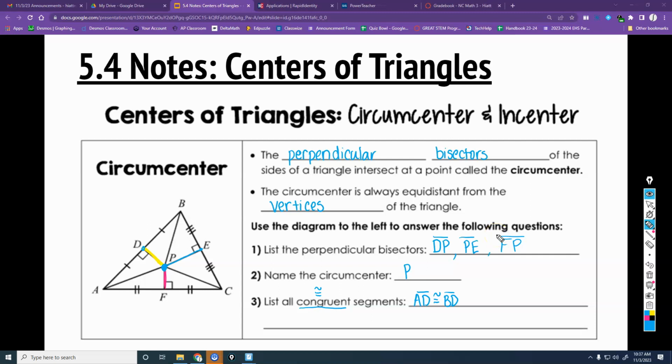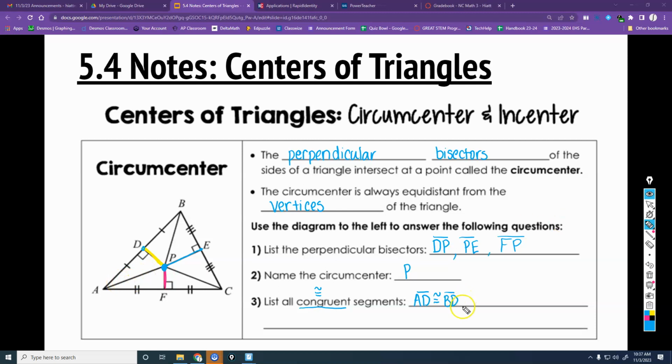No. The lines that go to the corners are not perpendicular bisectors on this. They're going to have something special we're going to talk about in a second, but they are not perpendicular bisectors. It's got to go from that middle to the side, and it's got to be perpendicular. One way we can know AP is not a perpendicular bisector is it's not perpendicular to anything. You don't have a right angle anywhere for that. So it's not the perpendicular bisector.